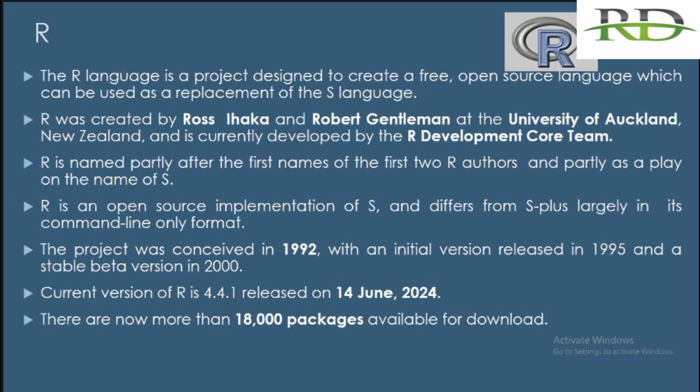R has more than 20,000 packages available. What do packages mean? For different operations, different statistical functions, different calculations and analysis, there are different packages available. In order to do that calculation or analysis, you have to download that package first. When we work on R, I will tell you how to download and install a package. Some functions are available in the base module, but for most of the analysis we have to download a specific package, which we will understand as we start working. This is basically a programming language. You have to write codes, run them, and then you will get your results.